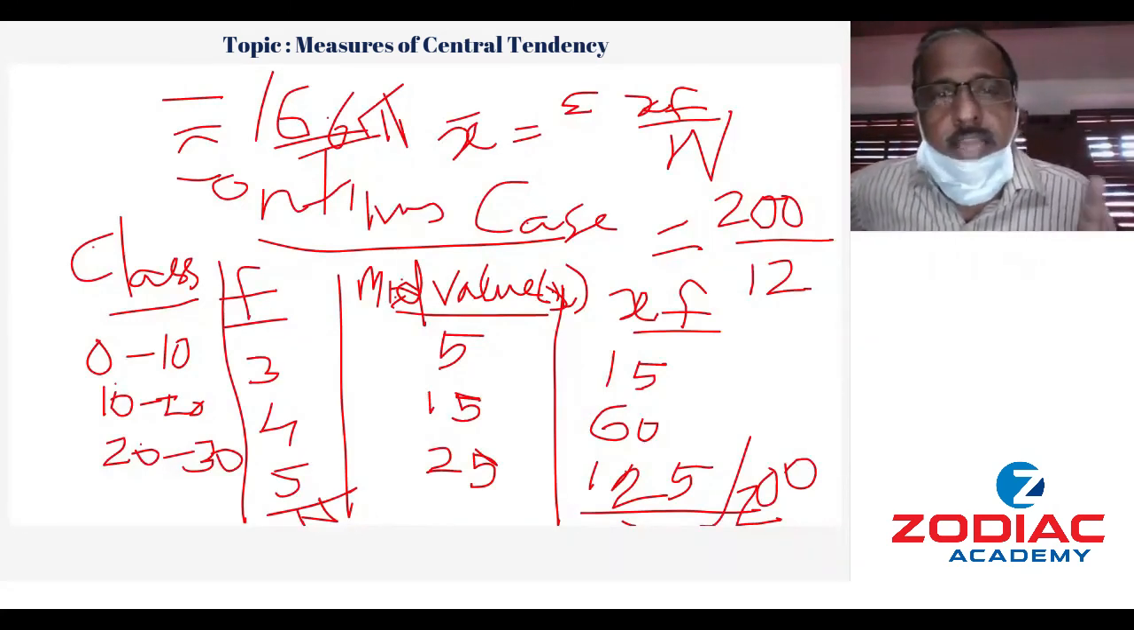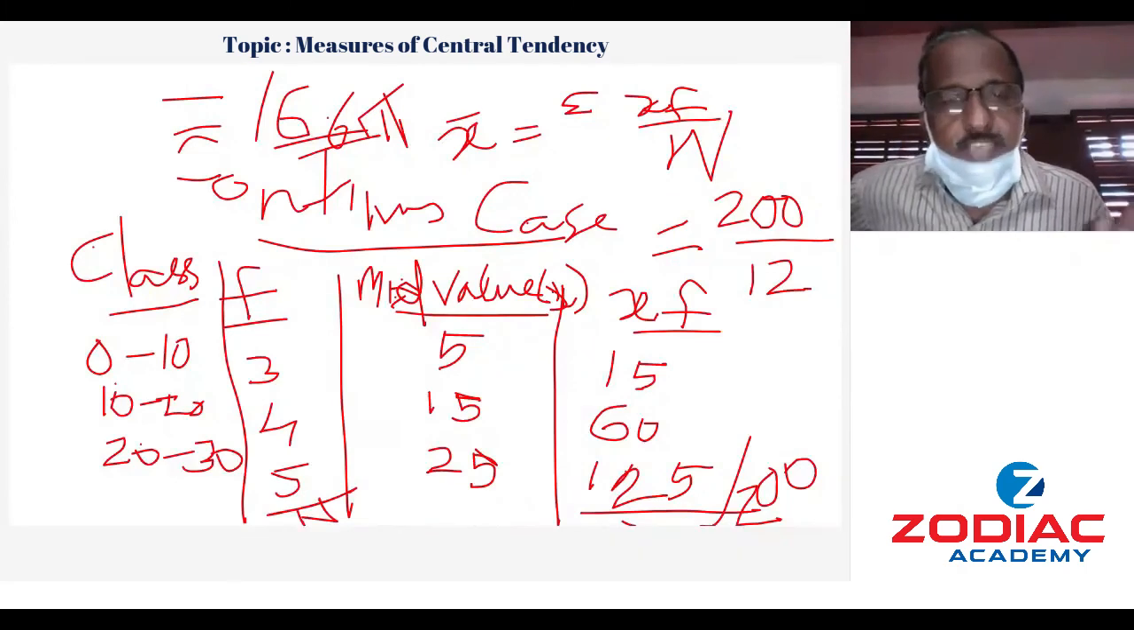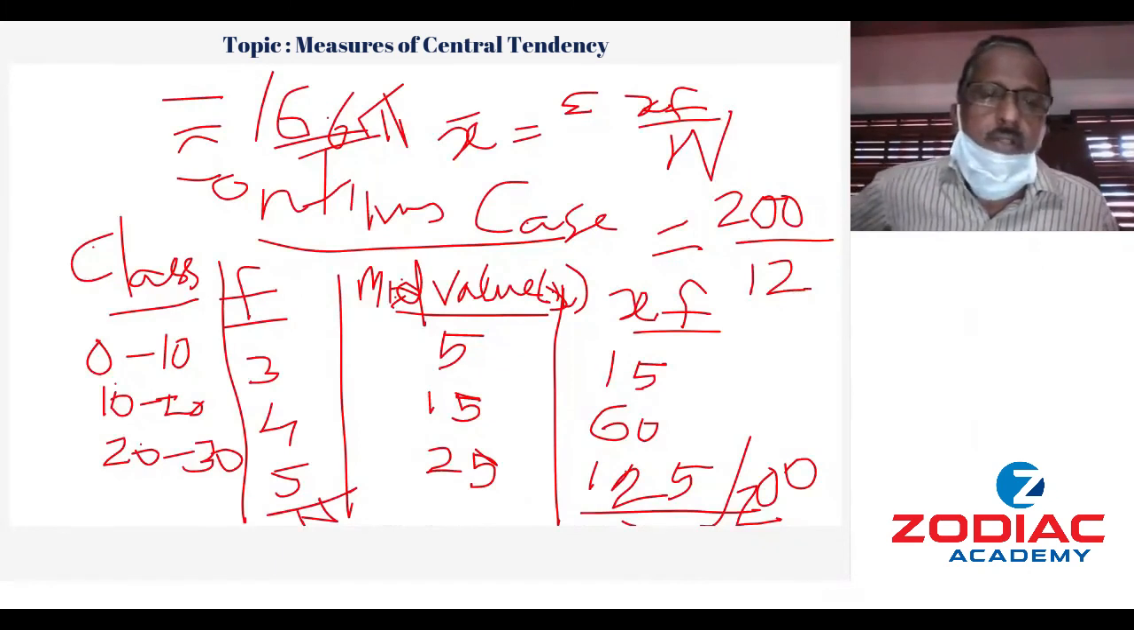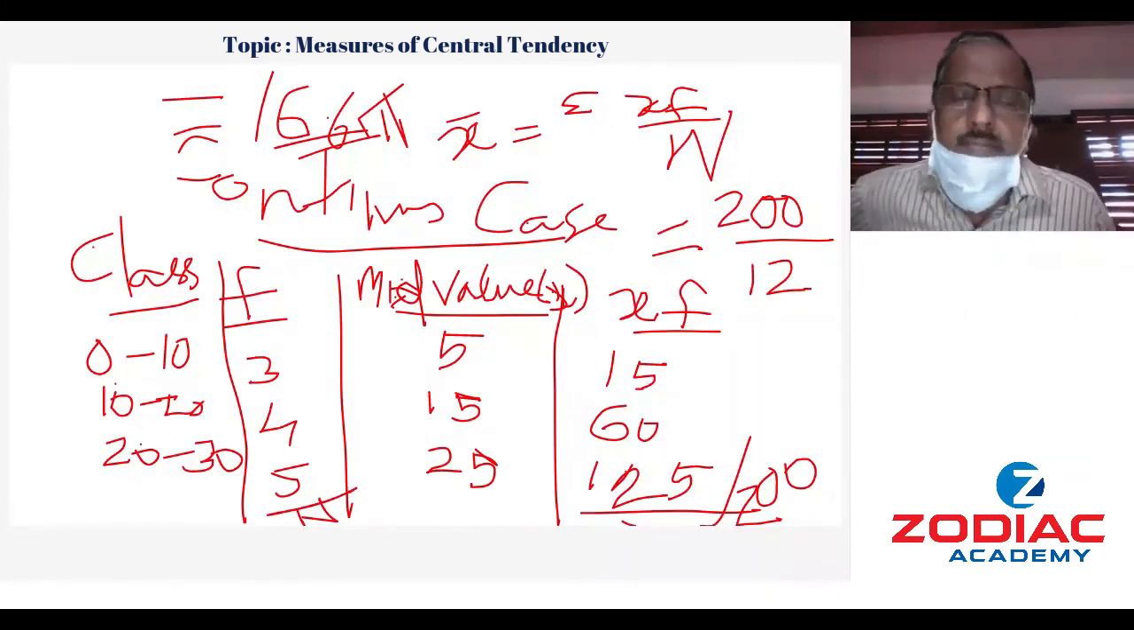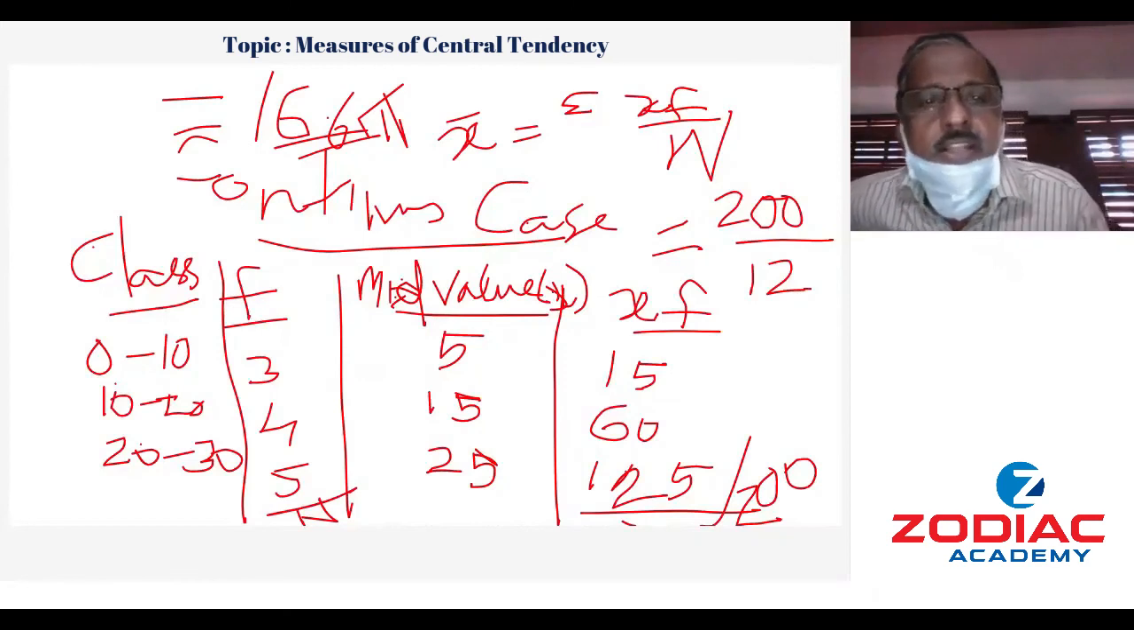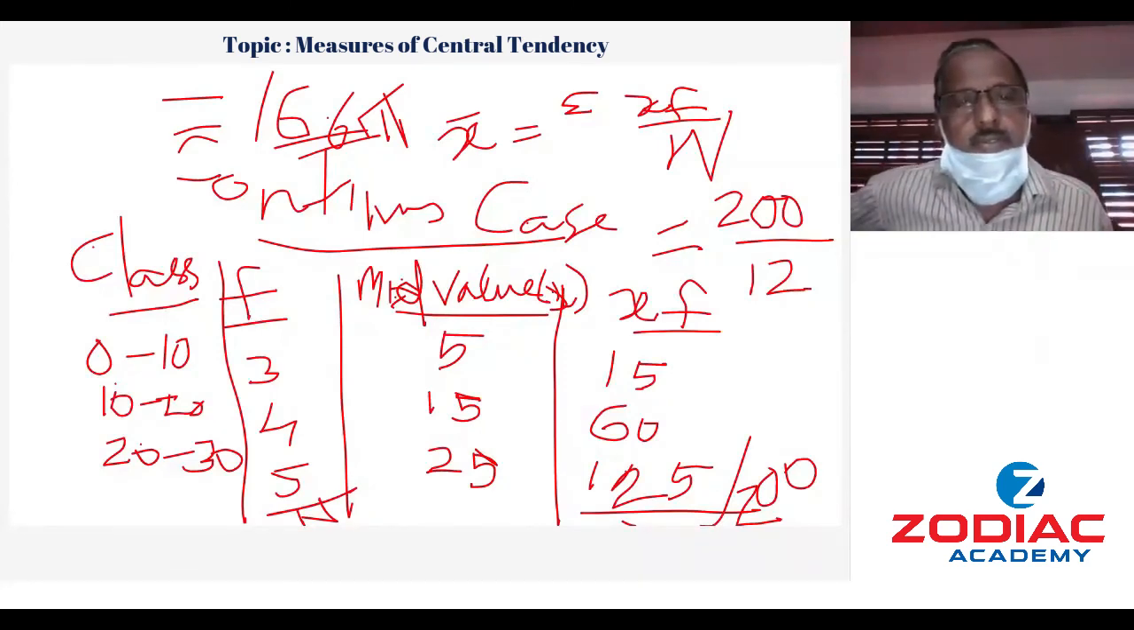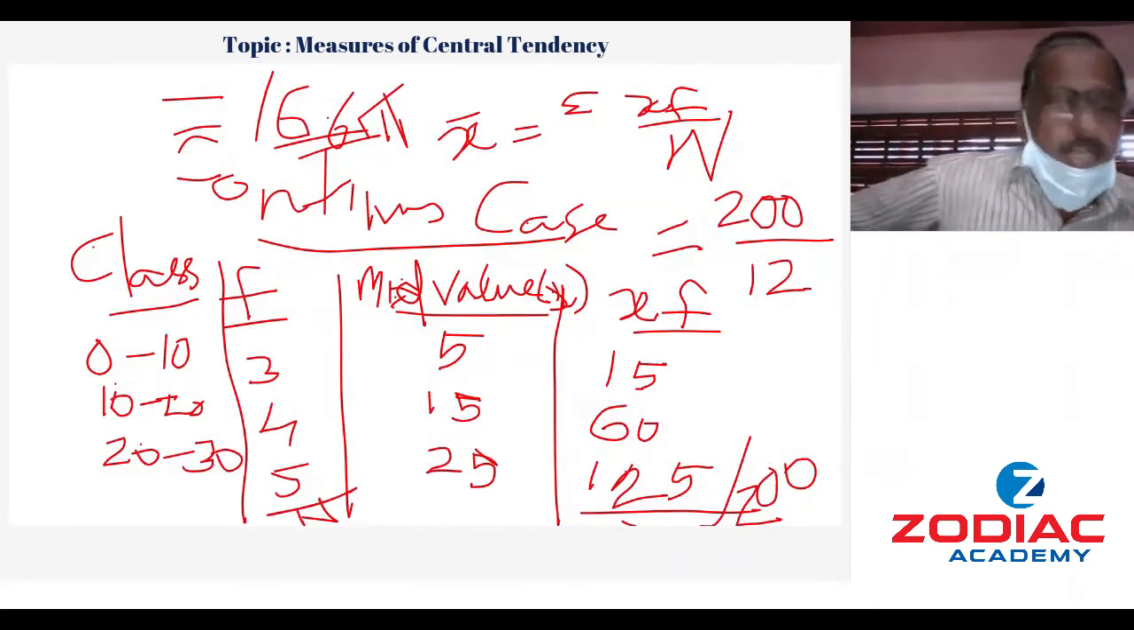The arithmetic mean is the first of the measures of central tendency. Let me repeat once more: arithmetic mean is classified into three: individual series, discrete series, and continuous series. Any problem asking for calculating arithmetic mean belongs to the first case, the second case, or the third case. So this is the way of calculating arithmetic mean.